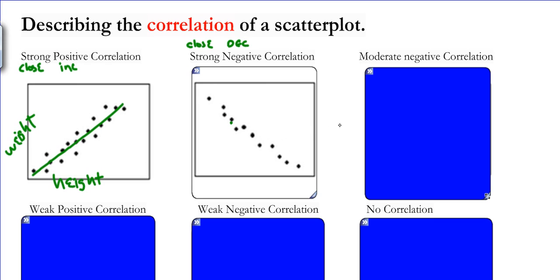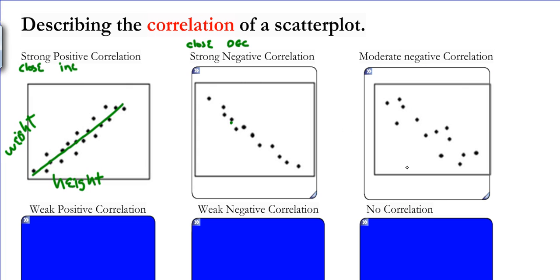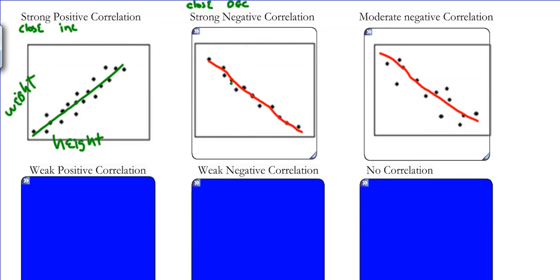Now it's not just so easy as strong and negative, but there are things that maybe are kind of in between. We'd call them moderate. If I draw kind of a trend line here, the data is kind of far away from the line, whereas on these two, the data points are all very close to the line. So this is moderately negative correlation. Negative because decreasing, moderate because they're kind of close, but not super close.